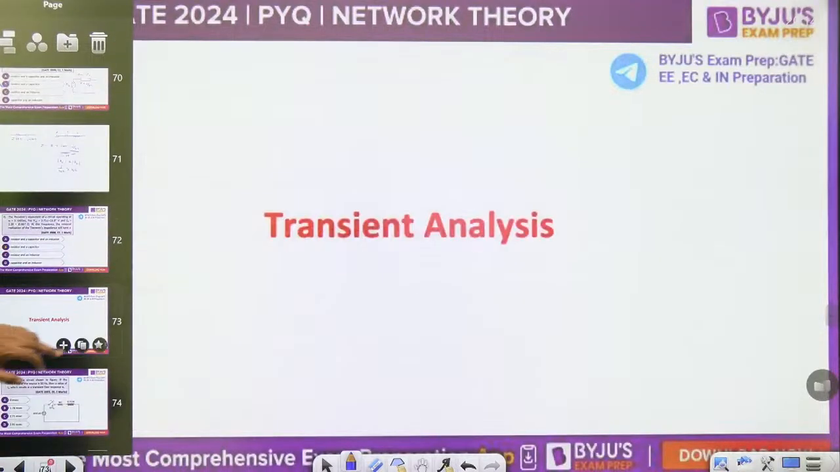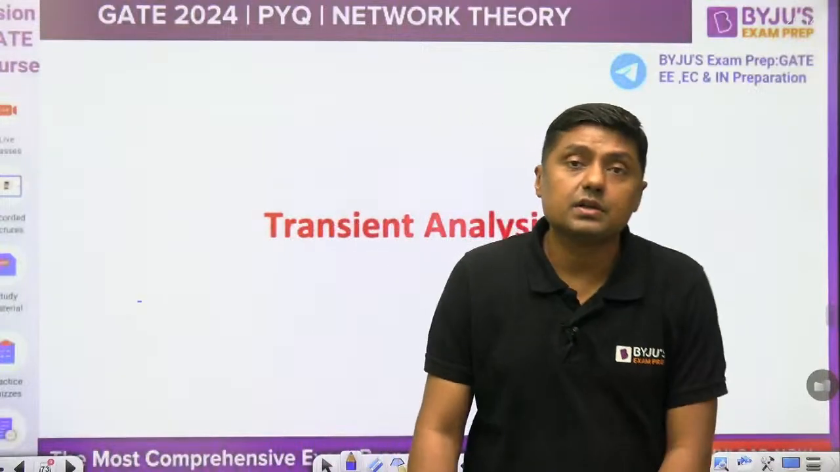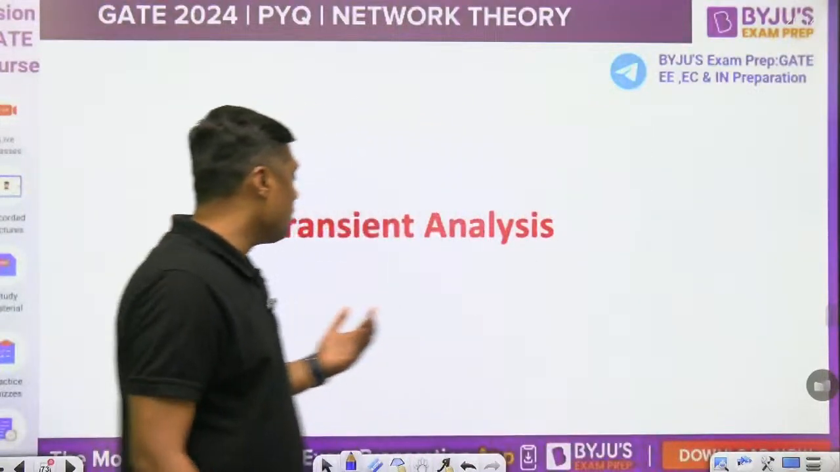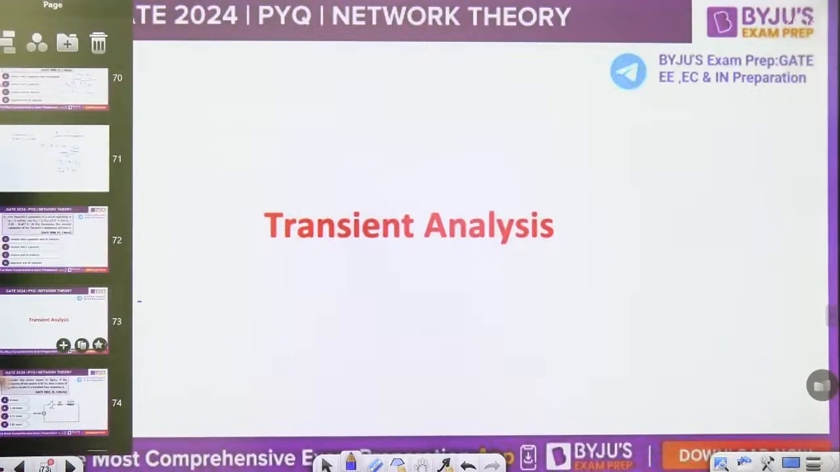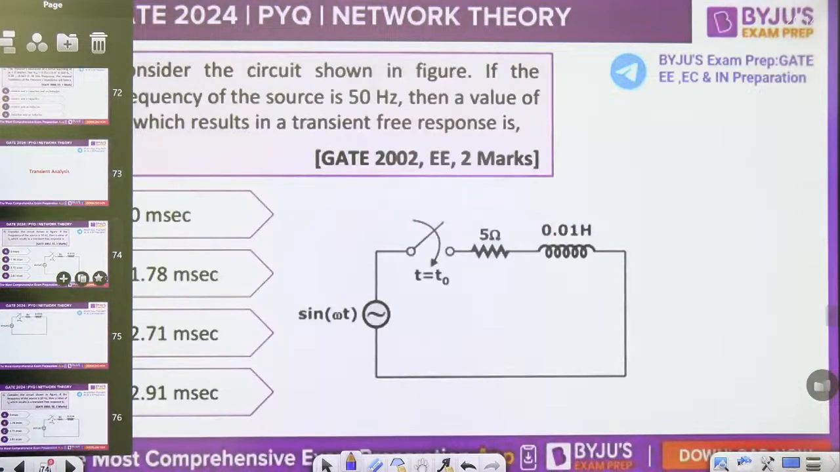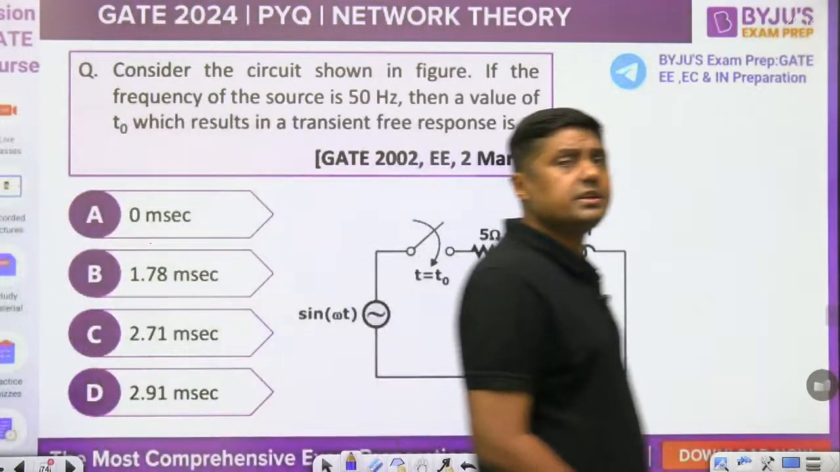Now guys, transient analysis. So first of all, we'll solve the question on DC transient. So this is the transient analysis. First question. Consider the circuit shown in the figure. If the frequency of the source is 50 Hz, then the value of T0 which results in a transient free response. So it is a DC transient or AC transient.